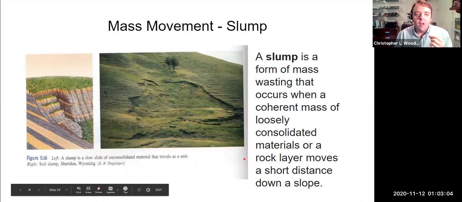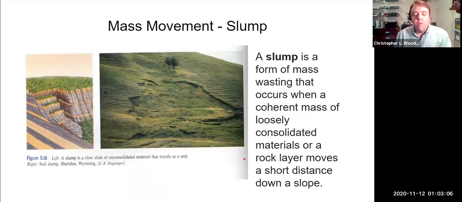Now, there are different types referred to by how they move. So one is called a slump. A slump is a form of mass wasting that occurs when a large, coherent mass of loosely consolidated material moves a short distance down a slope. So you can see in this area here that it just kind of slumps. It moves pretty quickly, but it doesn't move very far. So it just kind of slumps down.